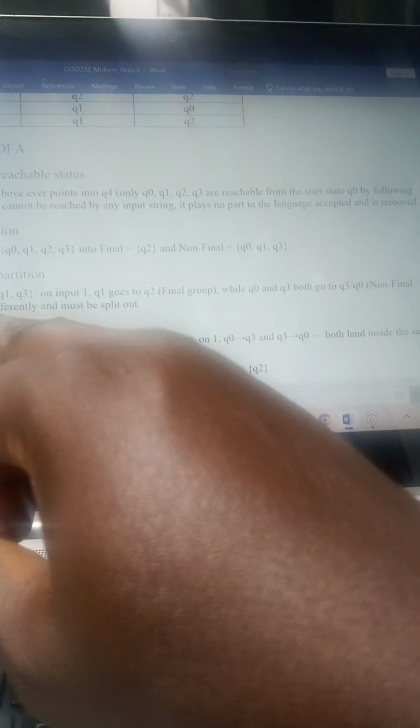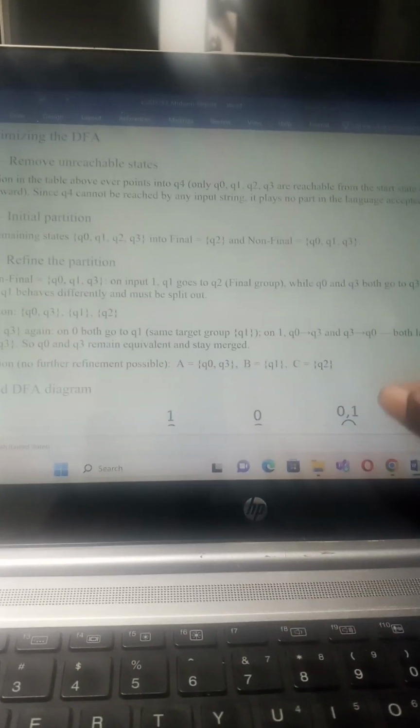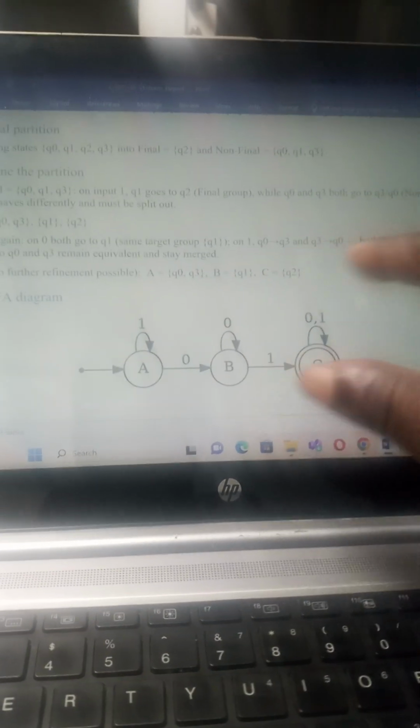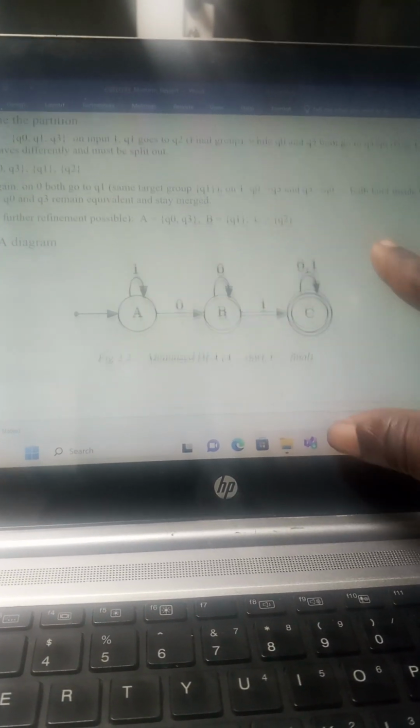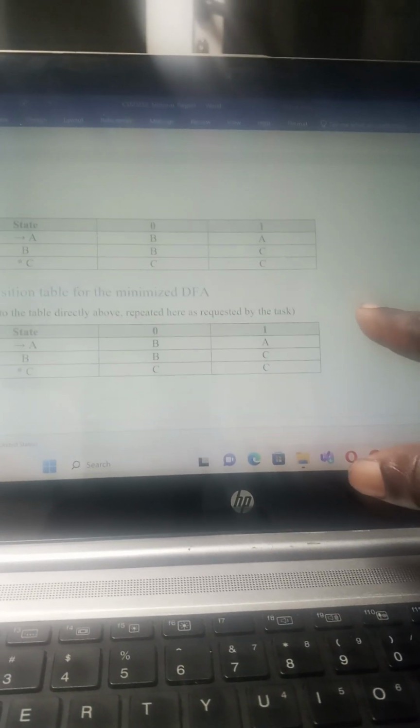Step 3, you refine the partition. So within the non-final states Q0, Q1, Q3, on input 1, Q1 goes into the Q2 final group. You can see the explanation is already there for you to get a better understanding. So after we minimize it, because we take Q4 out, this is what we are left with. Everything is represented in a nice way for you to get a better understanding, and each transition table has been drawn there.